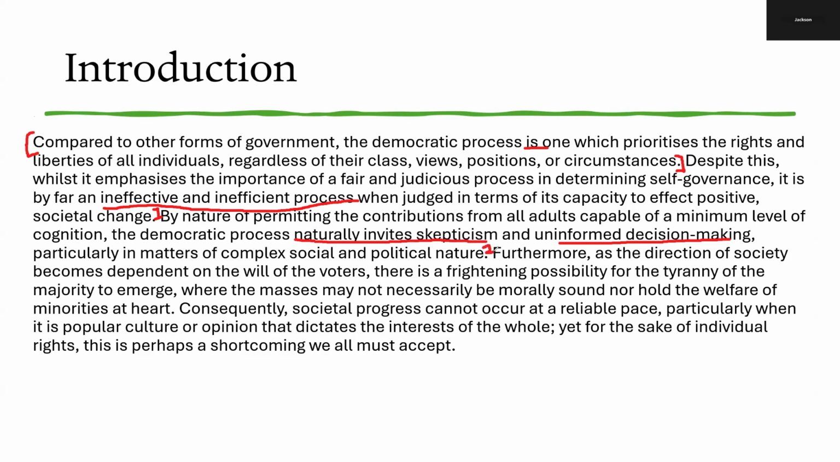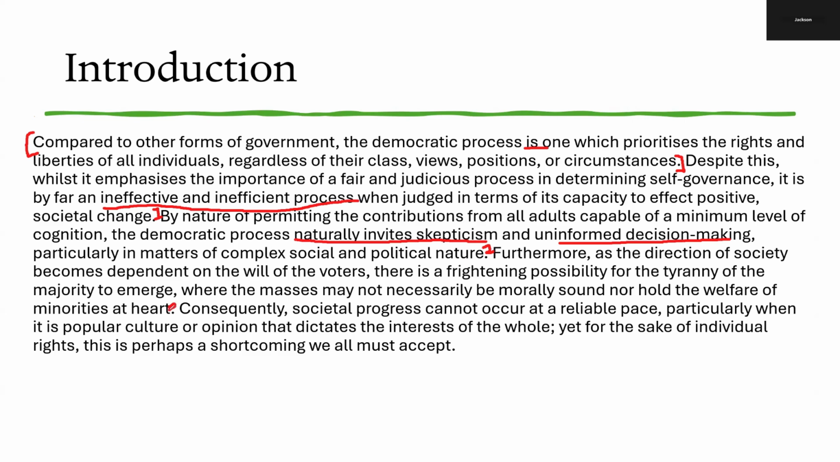Now you see the next part here is the next body paragraph signposted in the introduction. Furthermore, as the direction of society becomes dependent on the will of voters, there is a possibility for the tyranny of the majority to emerge. Okay. Now, the key thing that I want you to pay attention to here is that it is completely moving in a different direction to the first sentence here. And that's how we know that this is another body paragraph that's being signposted.